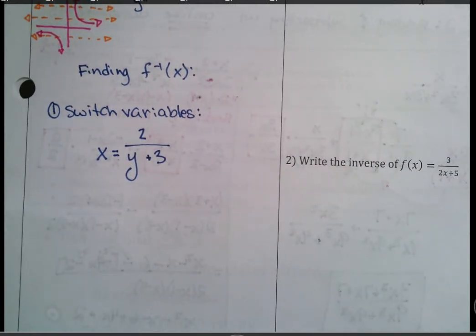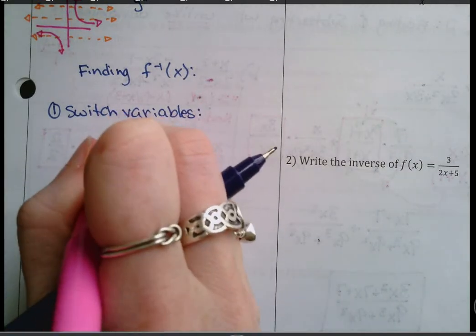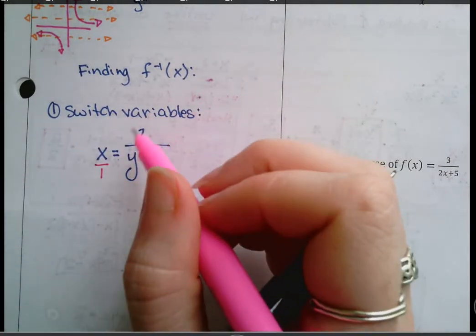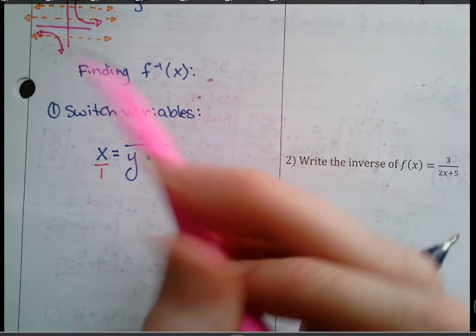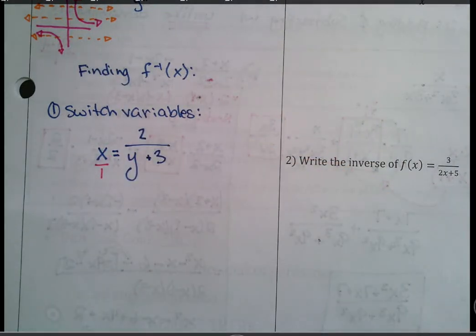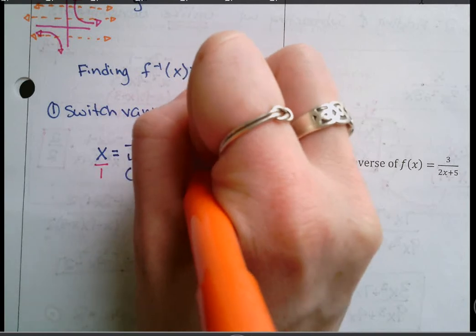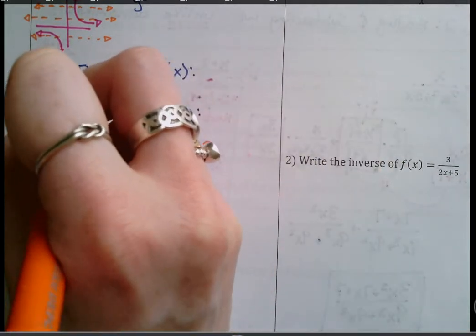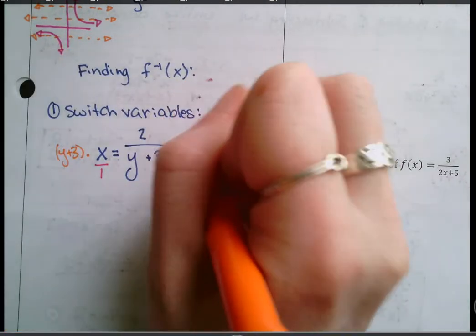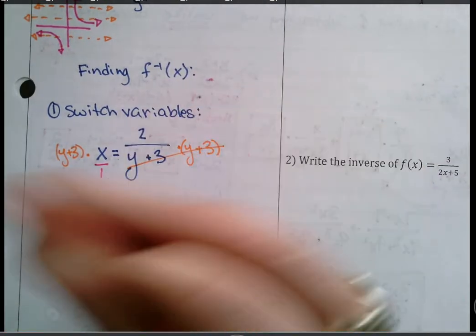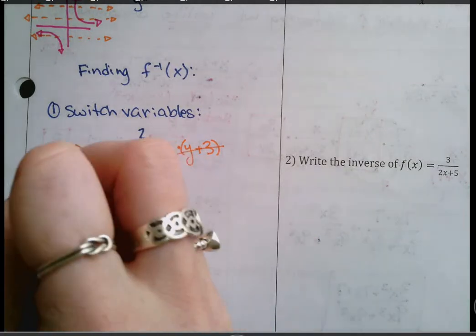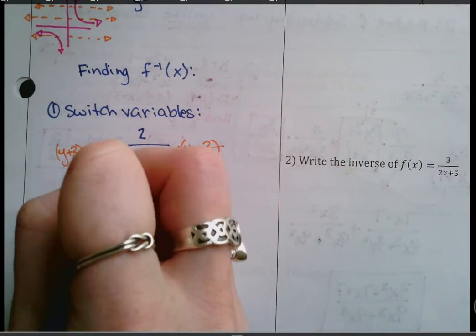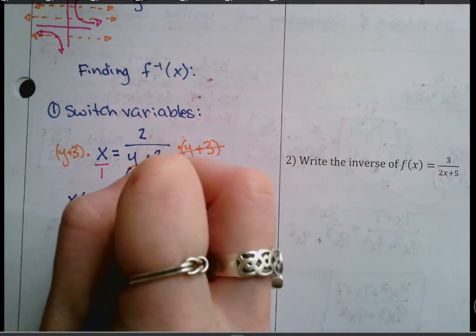If you want, you can think about this as cross multiplication: this is over 1, so I'm going to have 1 times 2 and x times y plus 3. Or you can just say I'm going to multiply both sides by y plus 3. That helps me get this out of the bottom, because here it will cancel. So I have x times y plus 3 is equal to 2.